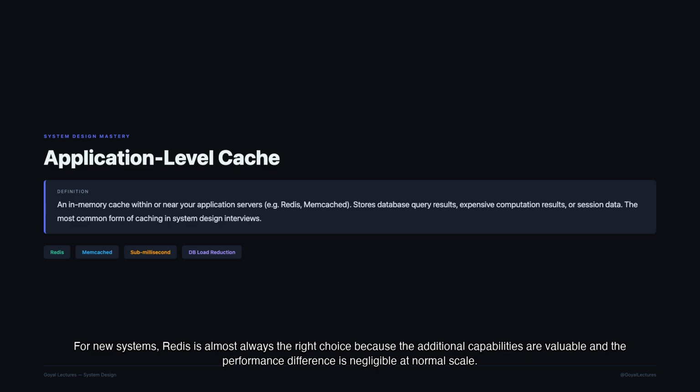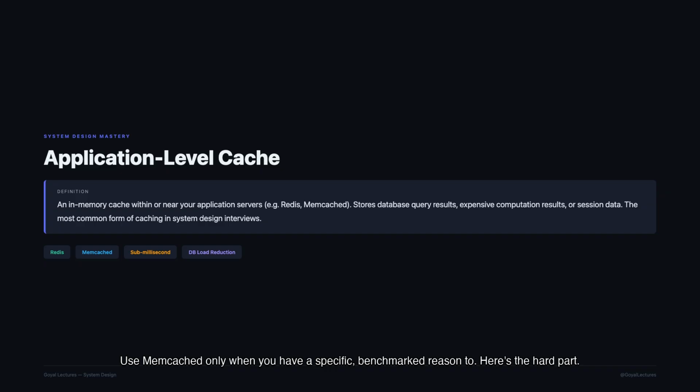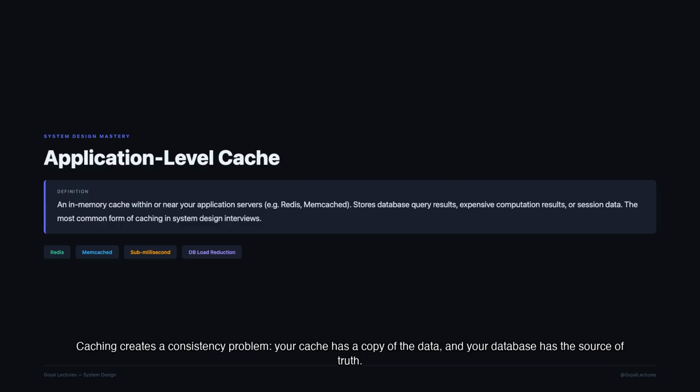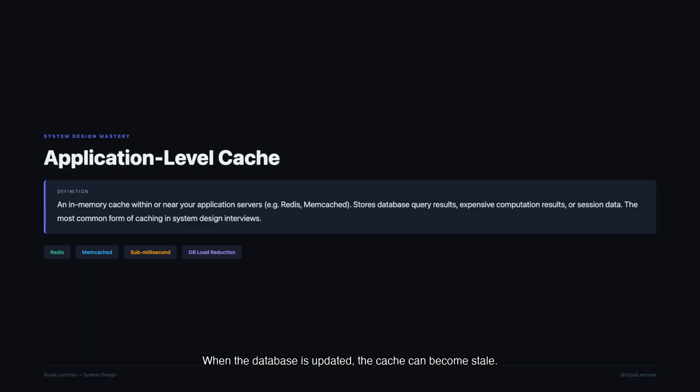Here's the hard part. Caching creates a consistency problem. Your cache has a copy of the data, and your database has the source of truth. When the database is updated, the cache can become stale. How you handle this is called cache invalidation, and there are several strategies. Choosing the right one is often the most interesting part of a caching discussion in interviews.